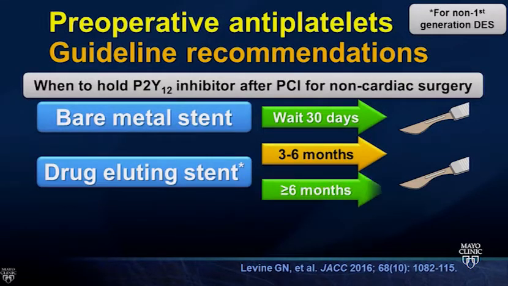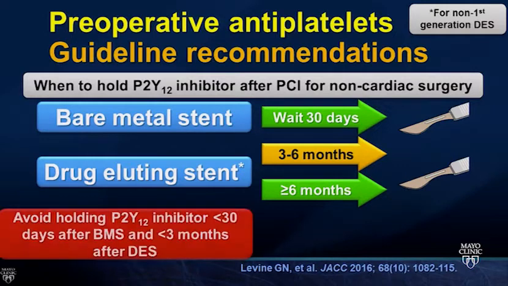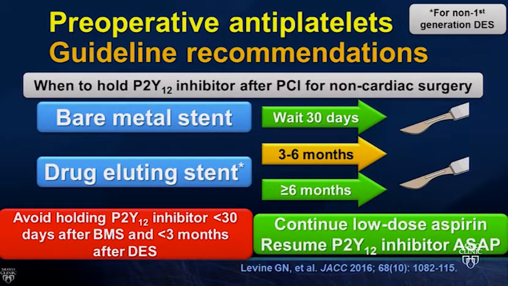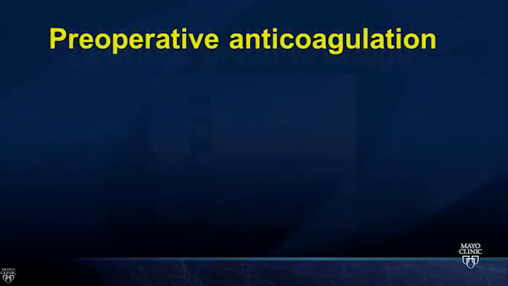That's a 2B indication. If you want to wait 6 months, you have a class 1 indication, you can then stop your antiplatelet therapy, or your P2Y12 inhibitor. You want to avoid holding the P2Y12 inhibitor less than 30 days after a bare metal stent and less than 3 months after a drug-eluting stent, and you want to continue aspirin throughout the perioperative period and then resume your P2Y12 inhibitor as soon as you can afterwards.